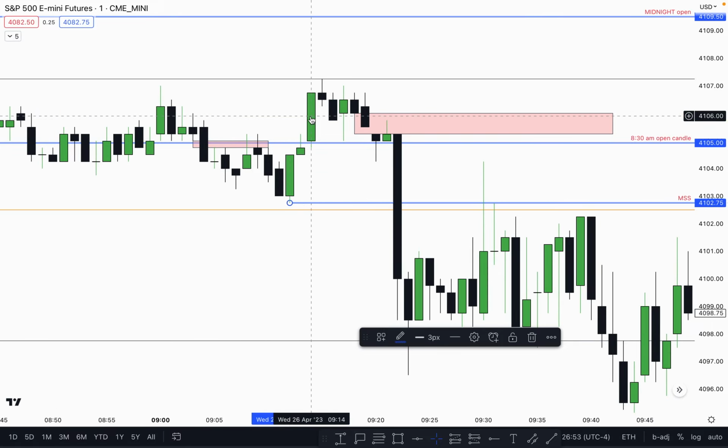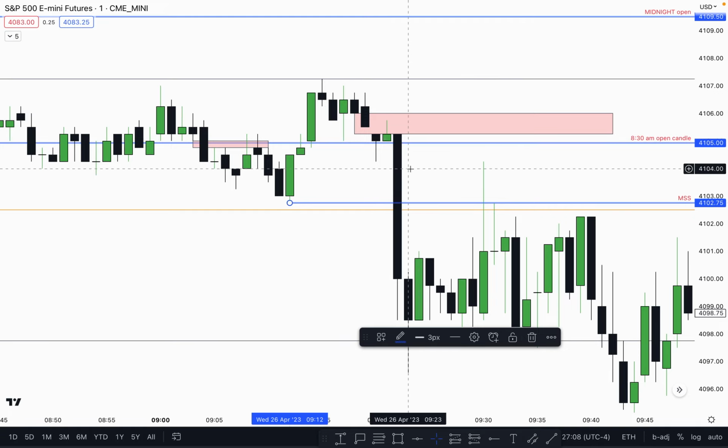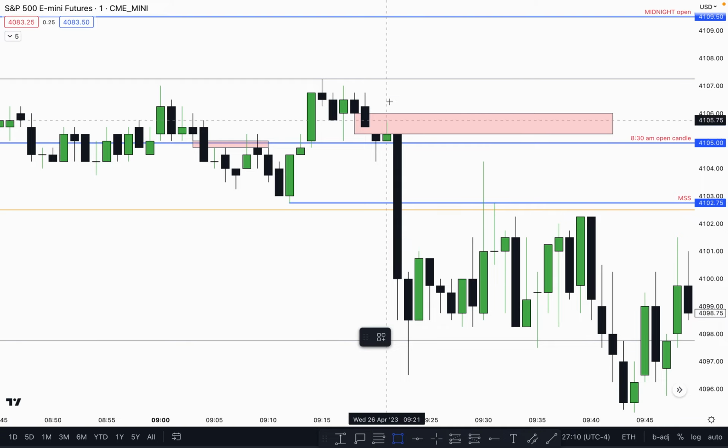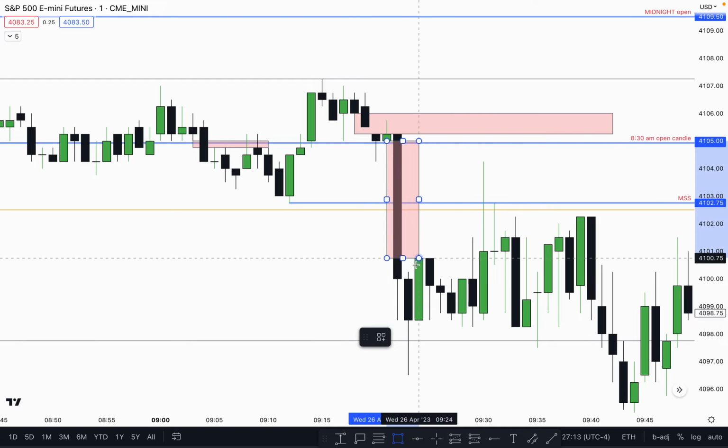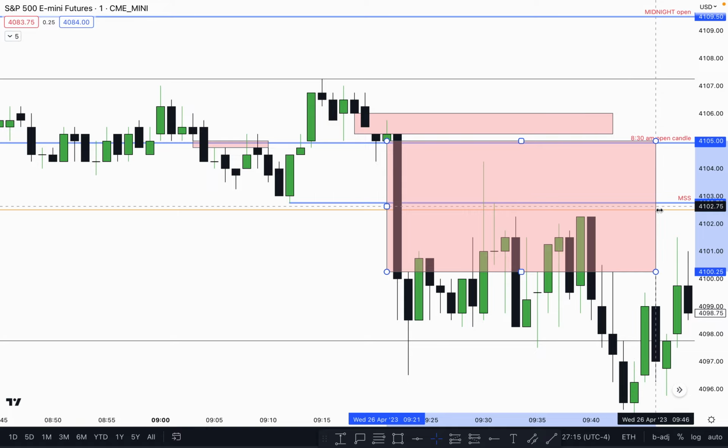We formed another one. This is actually the major one. This is a minor one. This is the major one. So what do you do? Well, did it displace? Yes. Did it form a market structure break, a market structure shift? Yes. Another word for this is change of character. Did it do displacement? Yes. Strong candle. Did it form a fair value gap, an imbalance? Yes, it did. Right here. This would be your fair value gap.